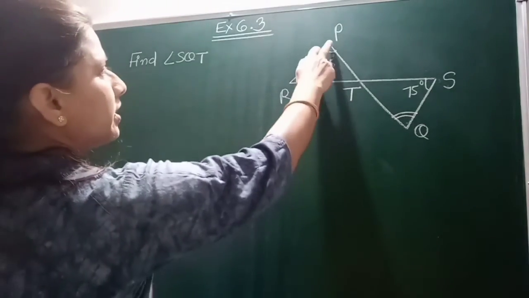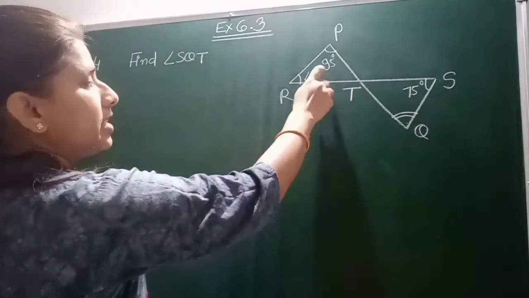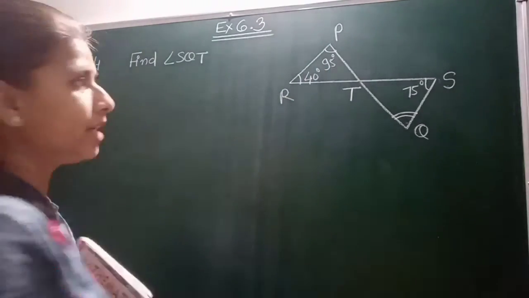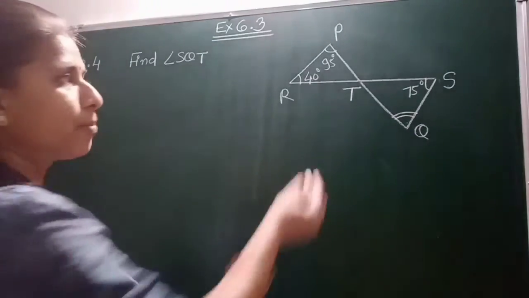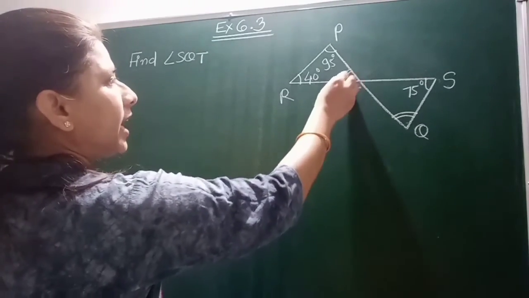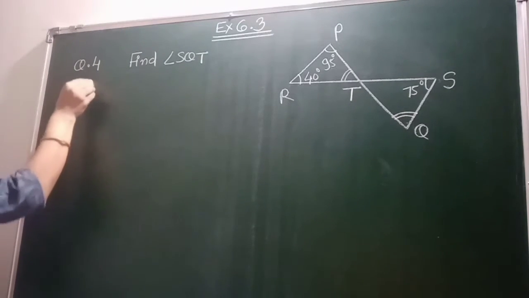As you can see, PRT is a triangle. We can easily apply the angle sum property here because two angles are given. With the help of the angle sum property, we can find the third angle of this triangle. So let's start the solution.